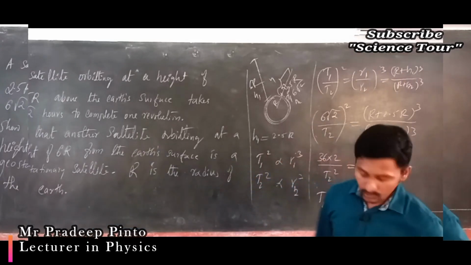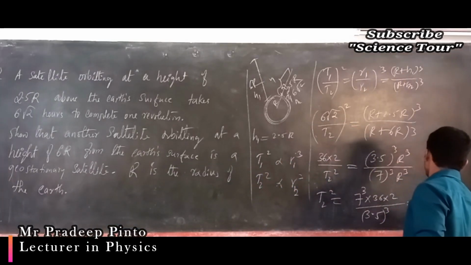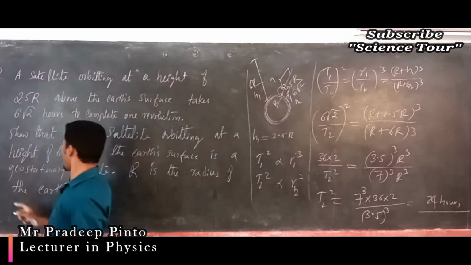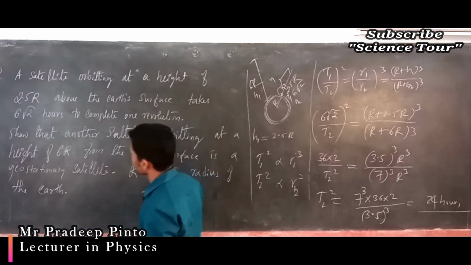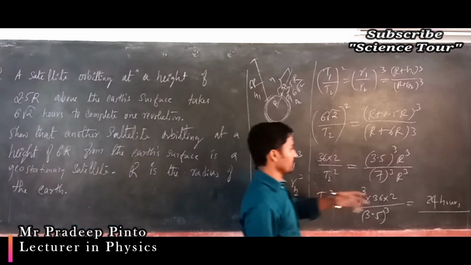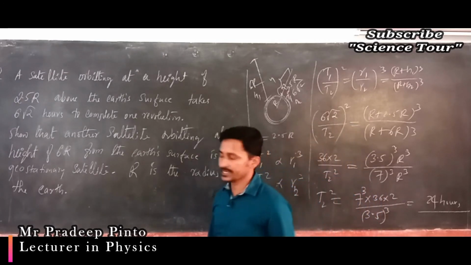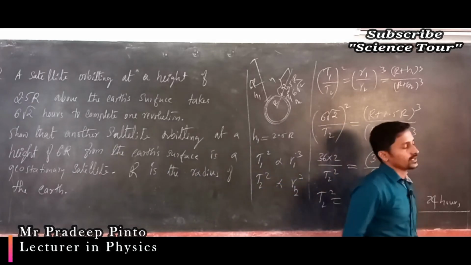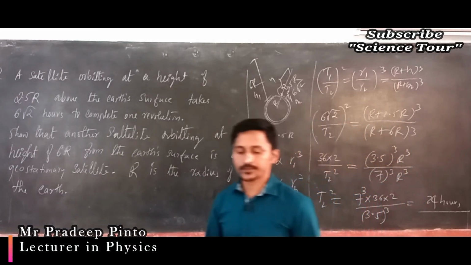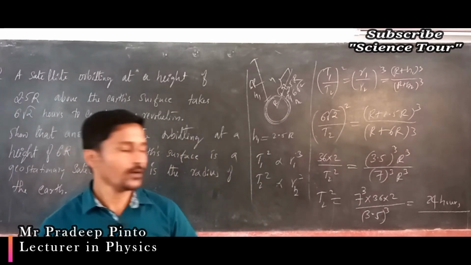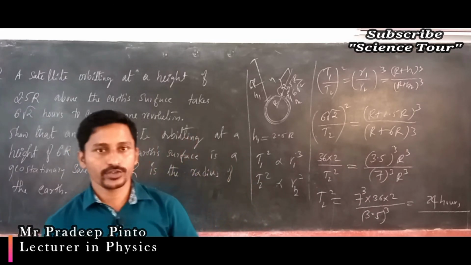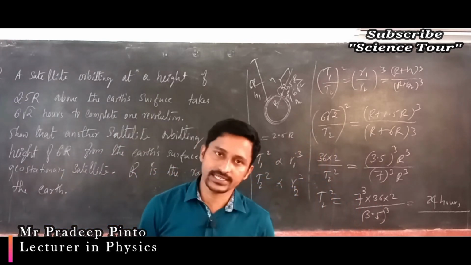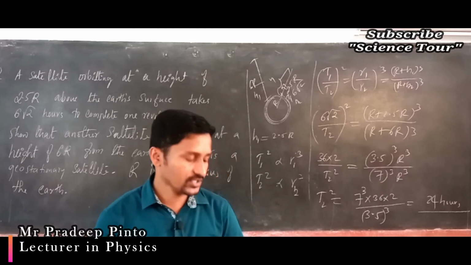Since you have substituted hours here, 6 root 2 hours, that's why you will get 24 itself here. If you had substituted in terms of seconds, you would have got seconds. You have substituted in terms of hours, so you get hours. And if it is 24 hours, that satellite is nothing but a geostationary satellite.